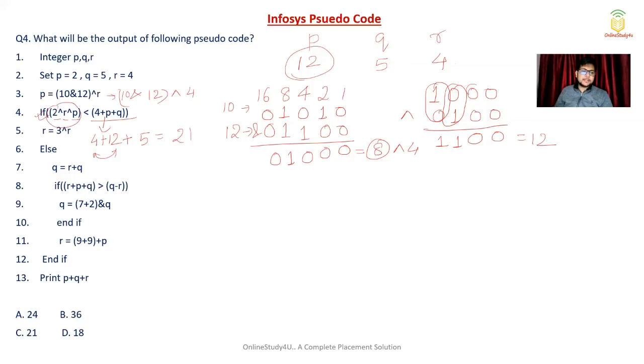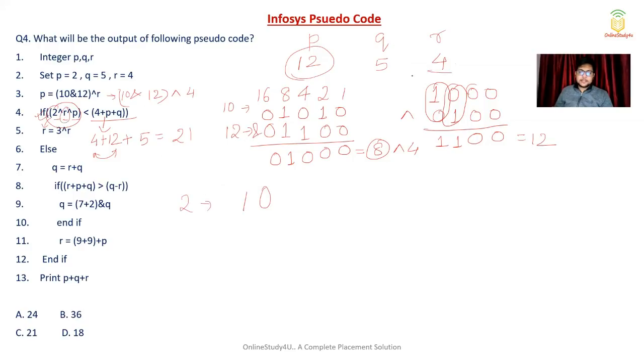So this value should be less than 21 if we want this if to be executed. So let's compute this. How can we compute? How can we represent 2? It will be 1 0. This is 2.